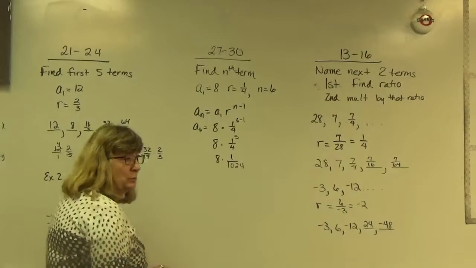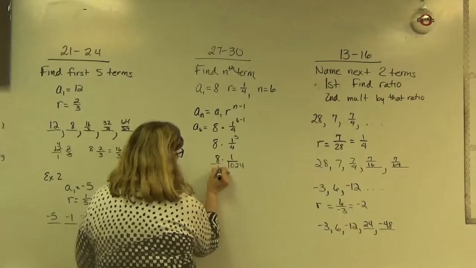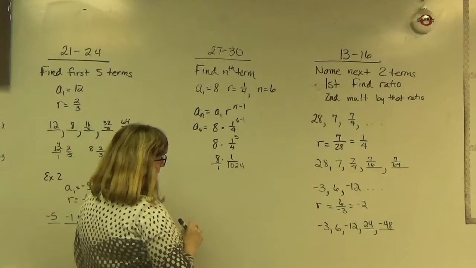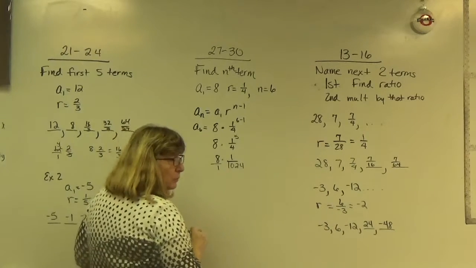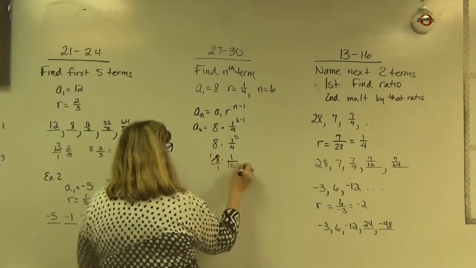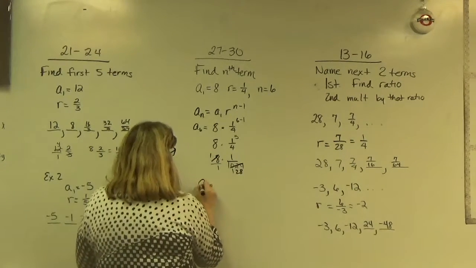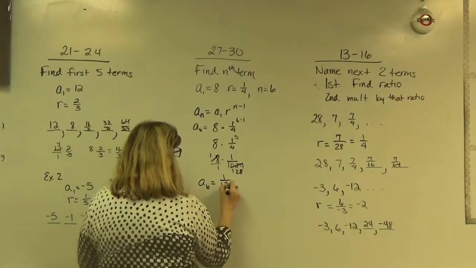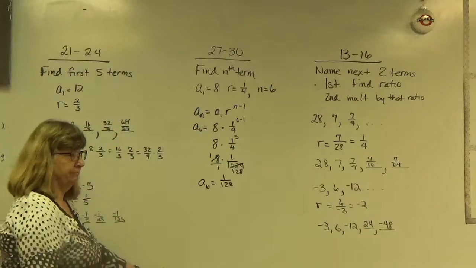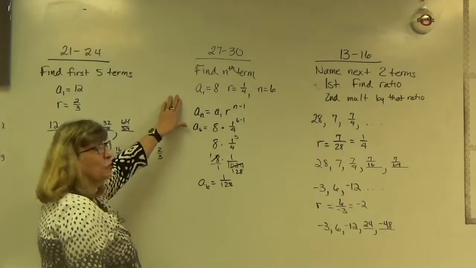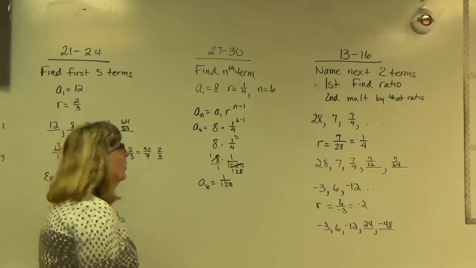Then what would we do when we multiply 8 times 1/1,024? You can reduce by, I think 8 goes in there. See if 1,024 divides by 8. What was it? 128. So we found out the 6th term is 1 over 128. Does everybody concur with that? Okay, now, that's the formula way.